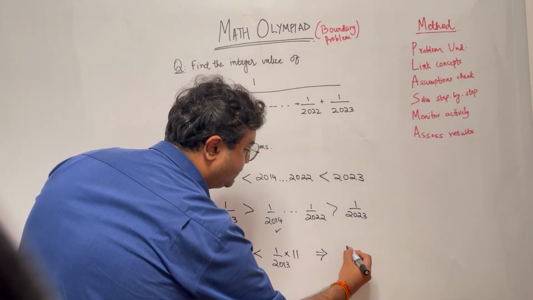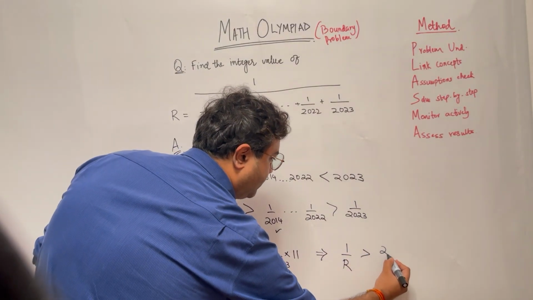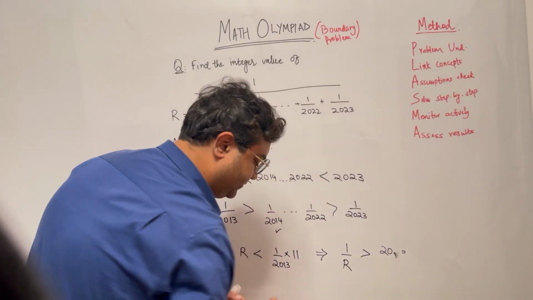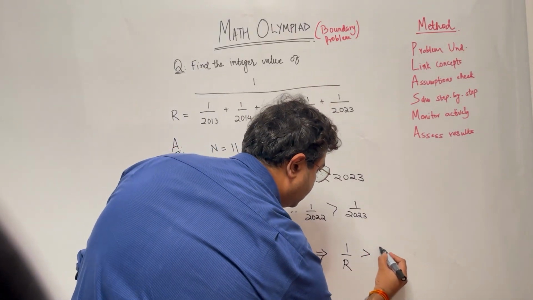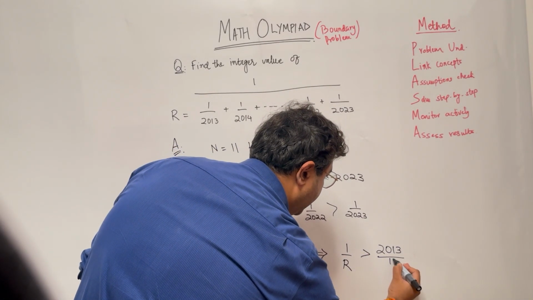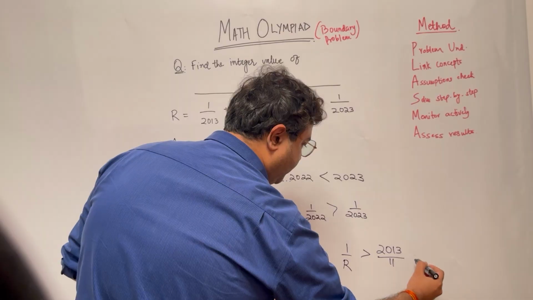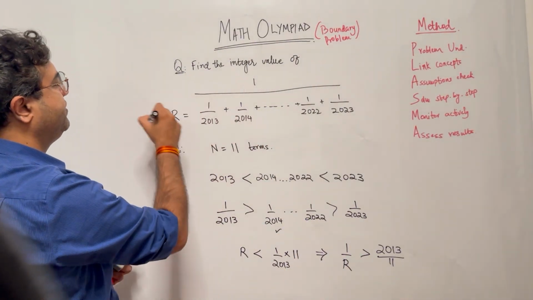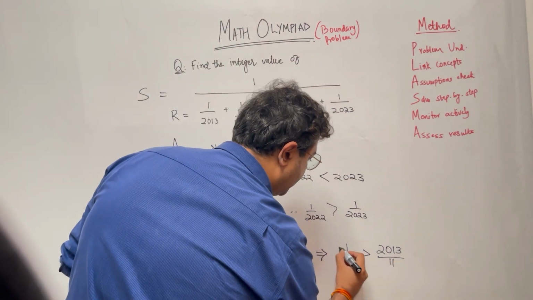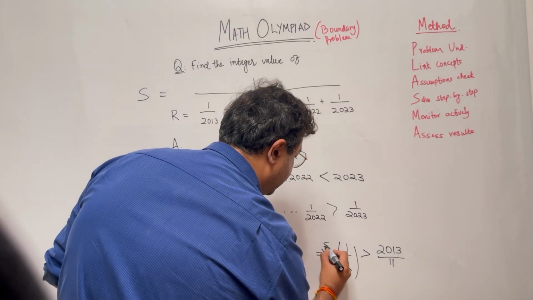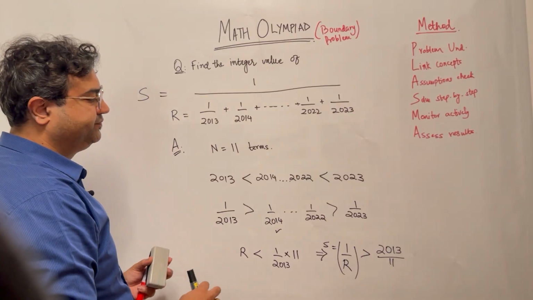Again, if this is so, then 1 by R, now we have to flip the sign, will be greater than 2013 divided by 11. Okay, so this is what we got as our first inequality. This is the same as what we are looking for. Let's call this sum S. So S is equal to this, and S is greater than 2013 by 11.